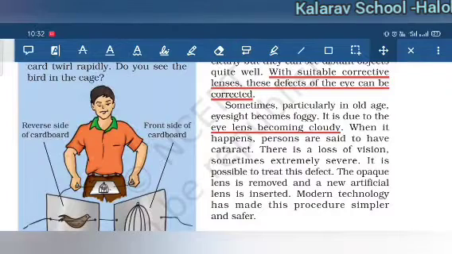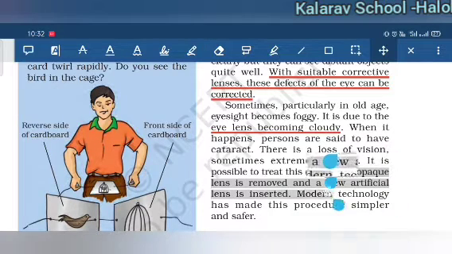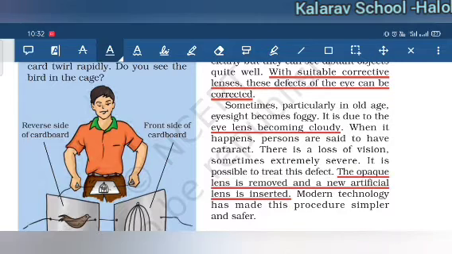Sometimes a person loses their vision. It is possible to treat this defect. The opaque lens is removed and a new lens is installed in the eye so that the person is able to see the objects. Modern technology has made this procedure simple and safer.